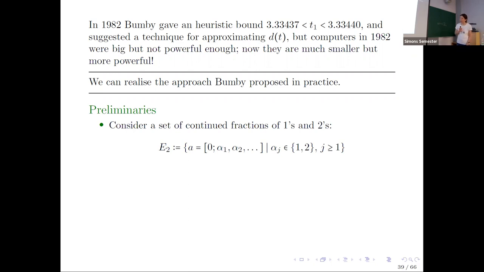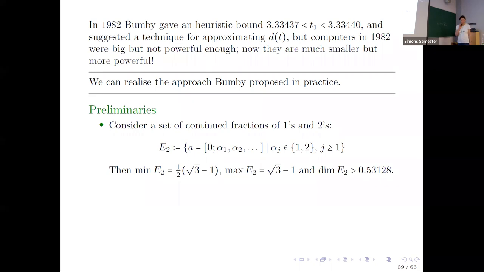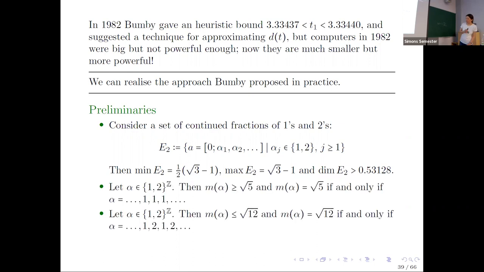Okay, so what we are going to do: one of these is the set we have seen before, and we will need it again. It is the set of continued fractions with digits only one and two. The useful fact that we will need is that the smallest element of it is half of square root of 3 minus 1, and the largest one is just square root of 3 minus 1. We need the endpoints of this set, and we will also need the Hausdorff dimension at some stage.